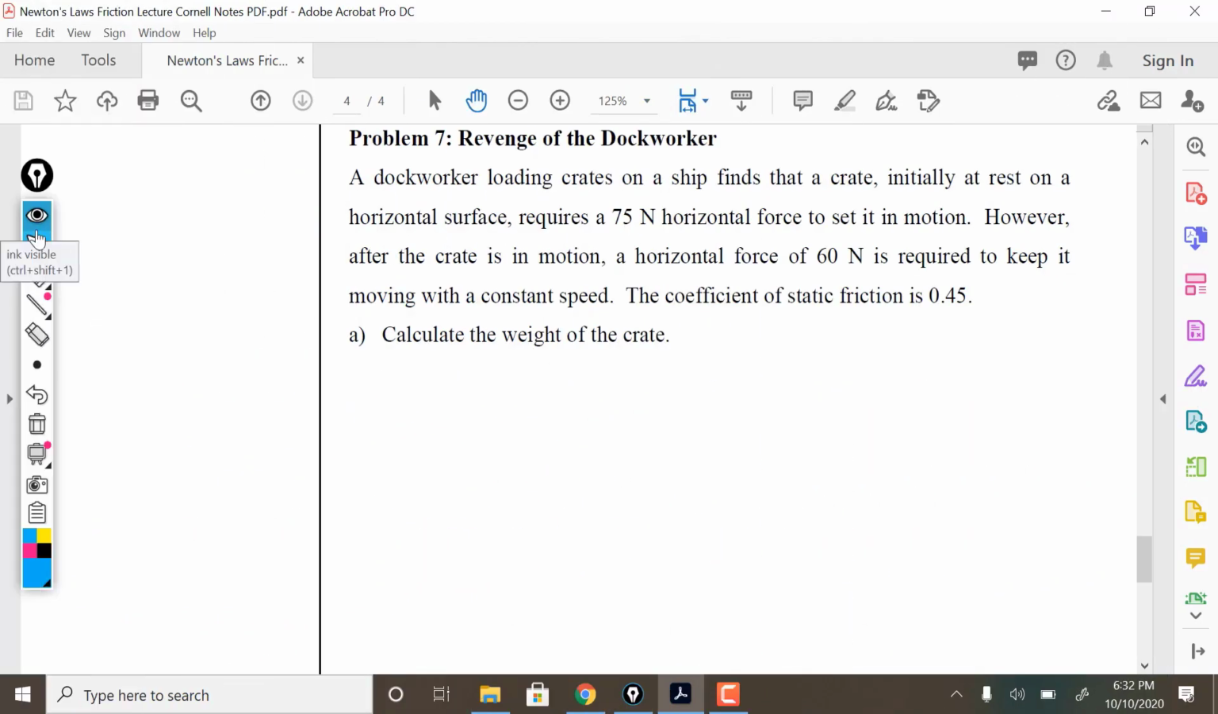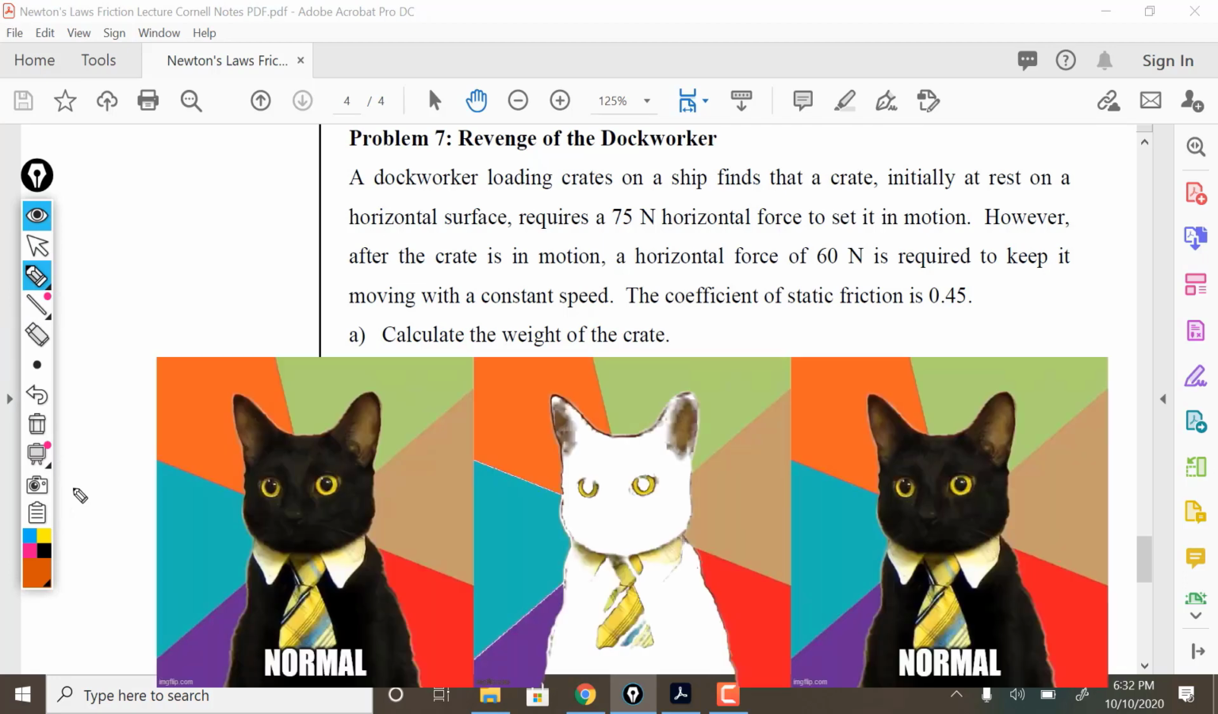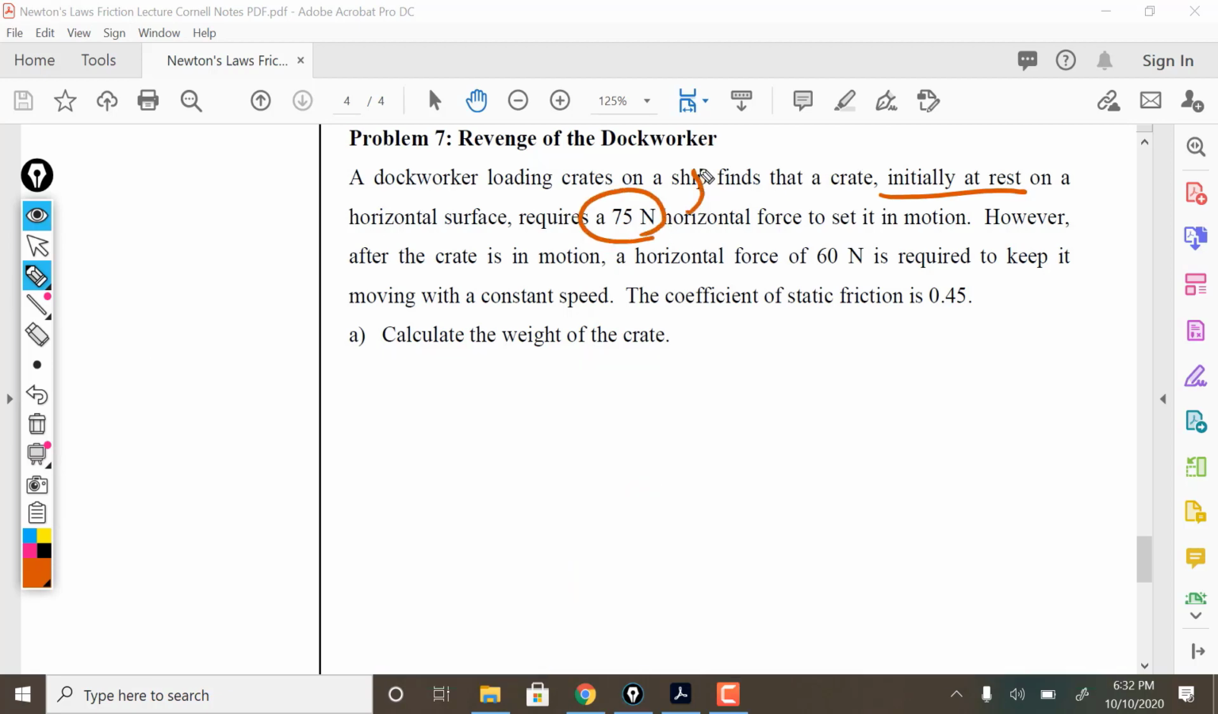Problem 7, Revenge of the Dock Worker. So this should sound familiar. We just did it a few minutes ago. Remember, initially at rest, and it requires 75 newtons to move it, right? This is your static friction. However, after the crate is in motion, this much is required to keep it going.